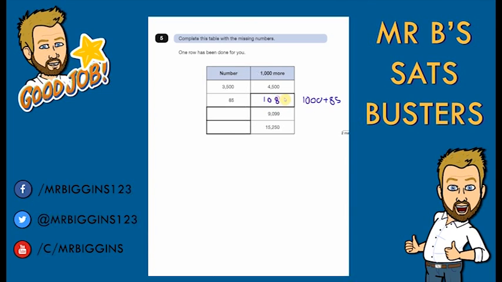1,085. Again, if you want to do column addition, if you really struggle with maths, that will be fine. Now with this one, we need to be careful. We're not adding 1,000 on, we're taking 1,000 off, because this is a number and this is 1,000 more than it. So if we go backwards, 4,500, take away 1,000, it's 3,500. 1,085, take away 1,000 is 85. So we need to take 1,000 off from this one.